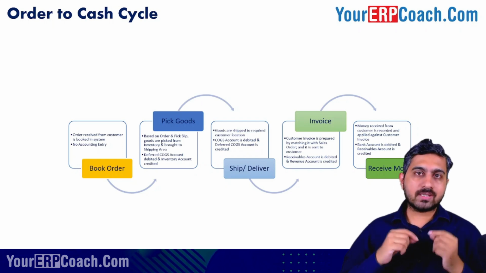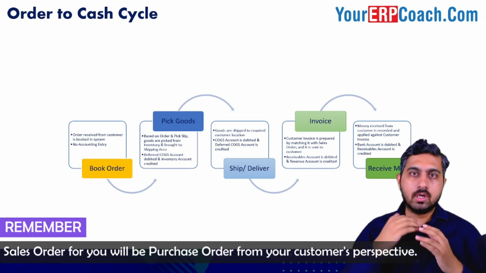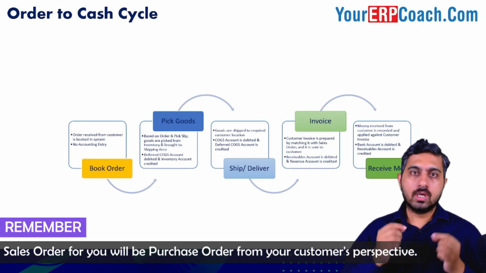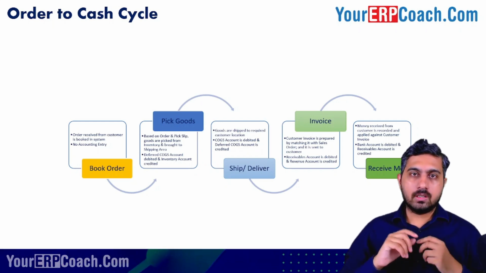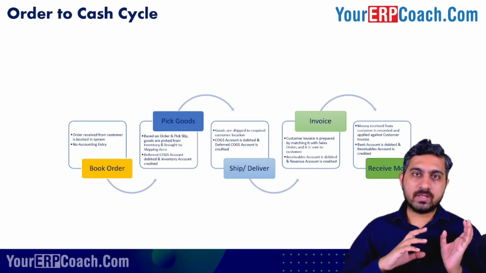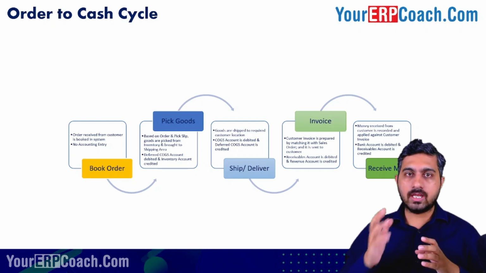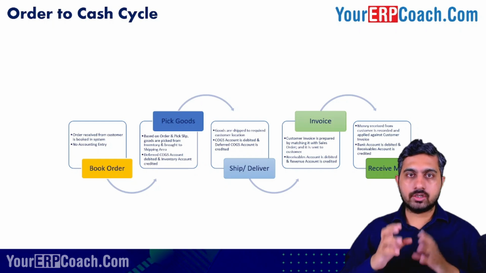So you receive the sales order, or rather you receive a purchase order from your customer, which you by the way call a sales order from your organization's perspective. That sales order once received, you book it into the system. Now, same as purchase order in the P2P cycle, this sales order booking will not attract any accounting entry. That's simply because it does not involve any financial consideration, so to say.